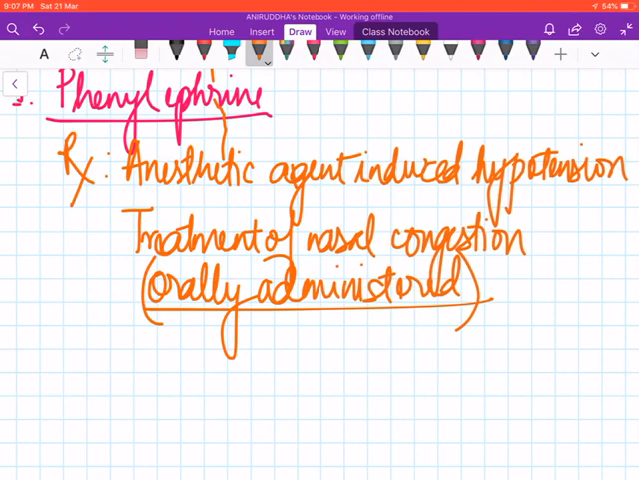and since it is an alpha 1 agonist, it can also be used as a mydriatic. So these are the important uses of phenylephrine. Not much details are required, just the uses and this treatment of nasal congestion.